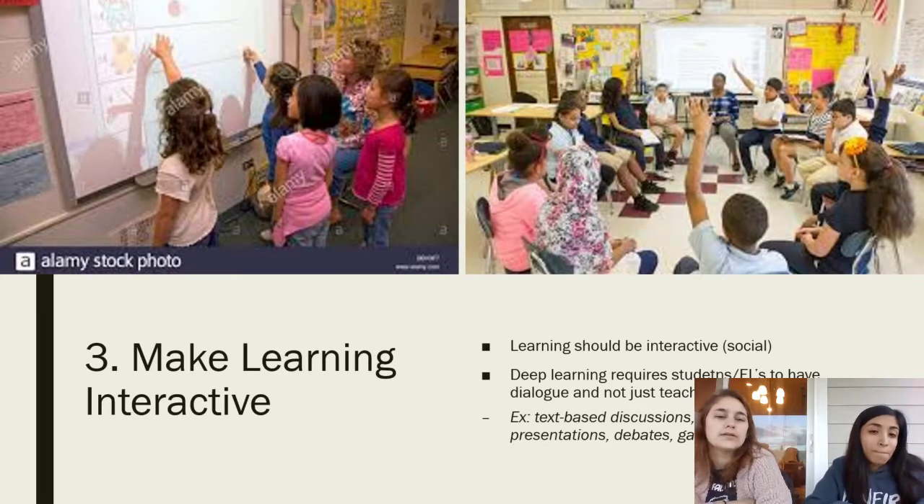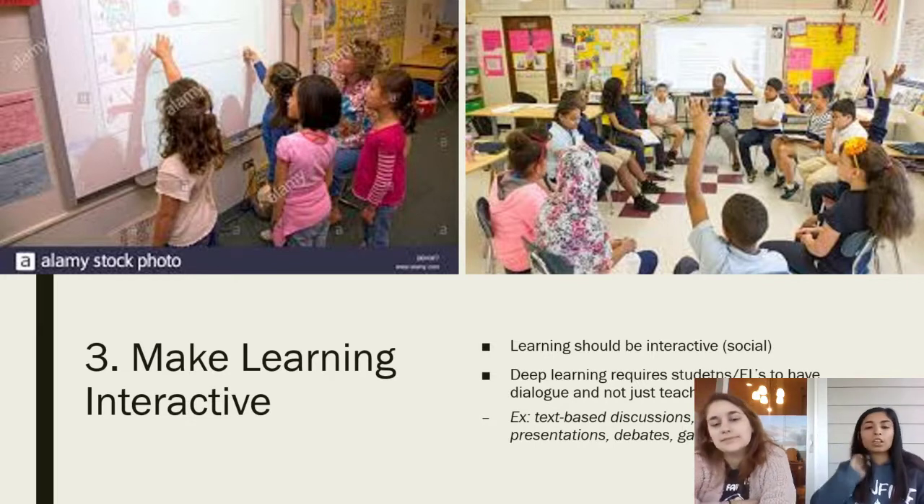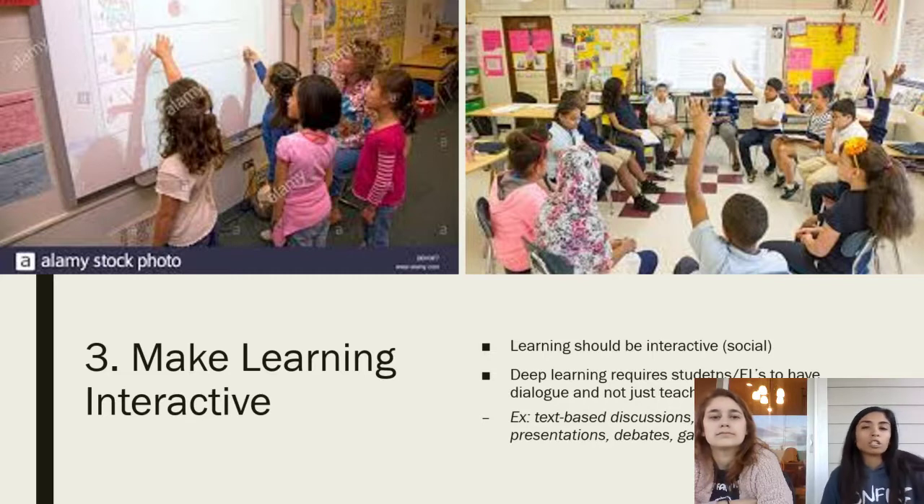And then the third one, make learning interactive. I know we've talked about this one a lot in class, in every class it seems like, because we know that learning should be interactive. It should be social. You shouldn't have students sitting around just watching you teach up in front of the classroom, or here's a textbook and here's a worksheet and answer the questions. That's not how students learn. I know it can get boring, and some of the things you can do to make learning interactive are text-based discussions, oral presentations, debates, games, and there's many other ideas.